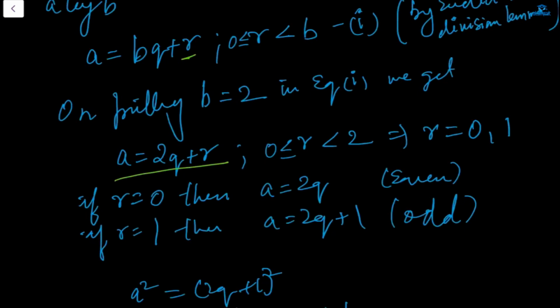Only 2q, because R is 0. So 2q we already know is divisible by 2. When a number is divisible by 2, it will always be an even number, that we know. So A is equal to 2q is an even number.